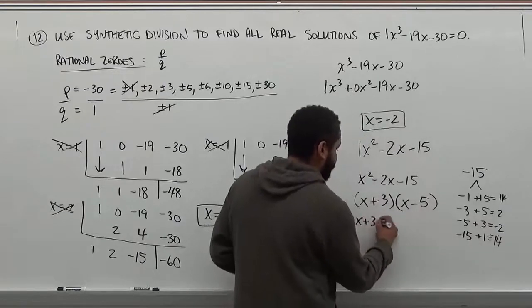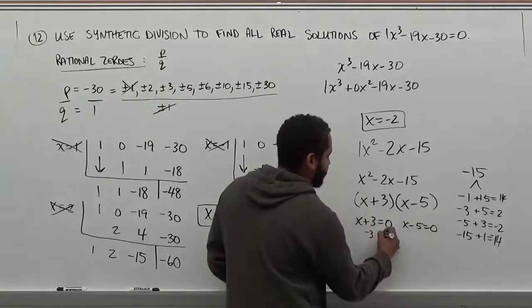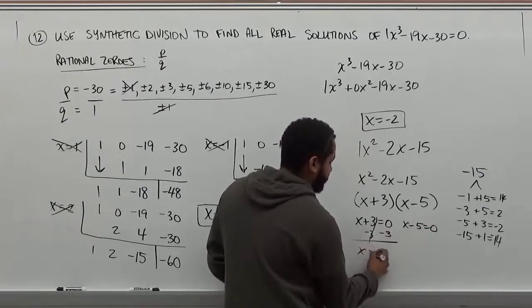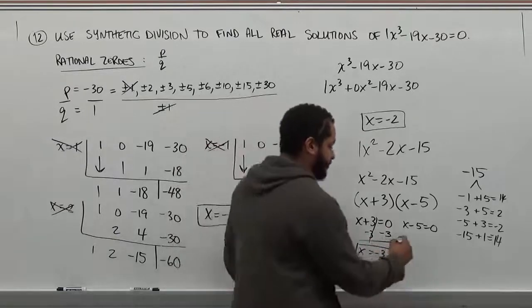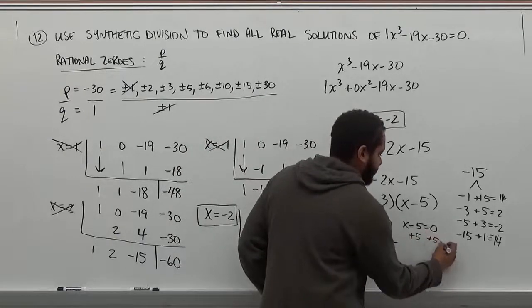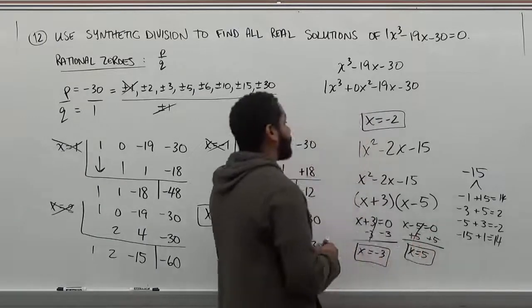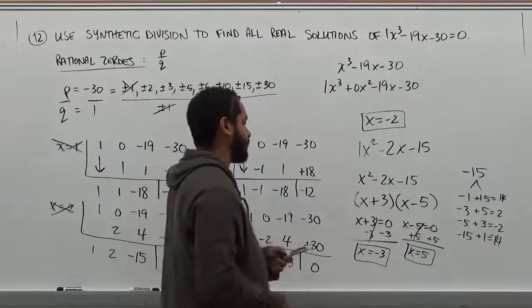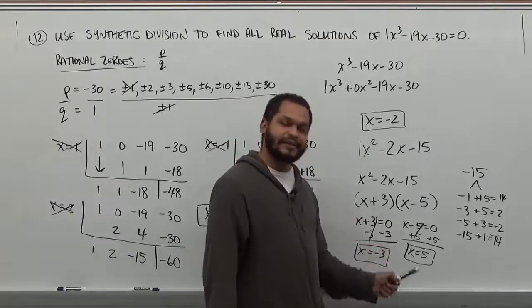So x plus 3 equals 0, x minus 5 equals 0. We subtract 3, these go away, and x equals negative 3. There's our second solution. And our final solution, we add 5 to both sides. These go away, and we get x equals 5. So there we go. We have all 3 solutions to this problem. We know x equals negative 2, x equals negative 3, and x equals 5.